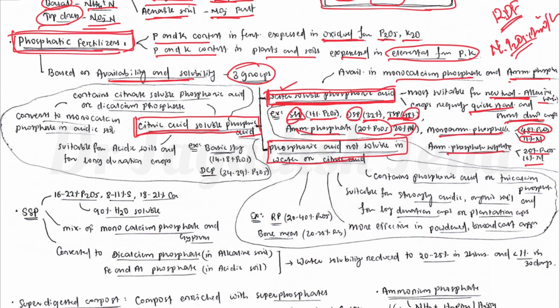Then the second one is citric acid soluble phosphoric acid. This contains basically the citrate soluble phosphoric acid, or dicalcium phosphate. The form of phosphate here is dicalcium phosphate. The form of phosphate in water soluble phosphoric acid is monocalcium phosphate. Remember. Basically, the phosphoric acid containing dicalcium phosphate converts to monocalcium phosphate in acidic soil. So these are mainly applied in acidic soil conditions.